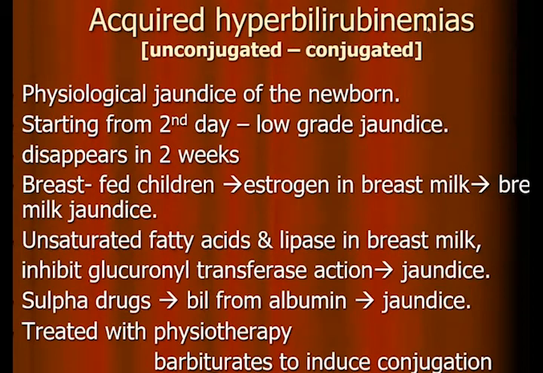The acquired hyperbilirubinemia is acquired after 2 days. So after 2 days, the child will be having jaundice. During birth, when the child is born, everybody will come and see the child. The child will be normal, no yellowish discoloration. But after 2 days, once the mother has started feeding, the child will be getting hyperbilirubinemia or jaundice. So that is called physiological jaundice.